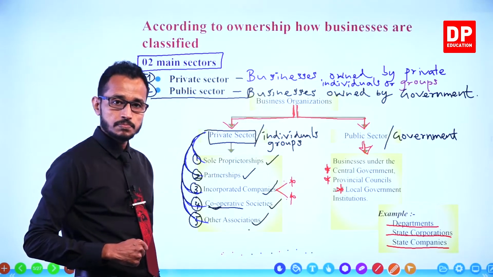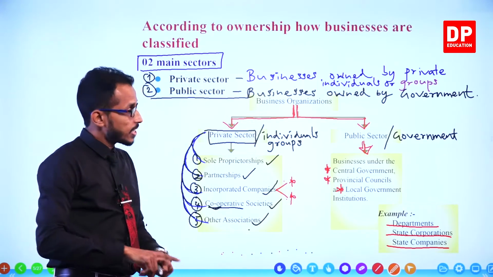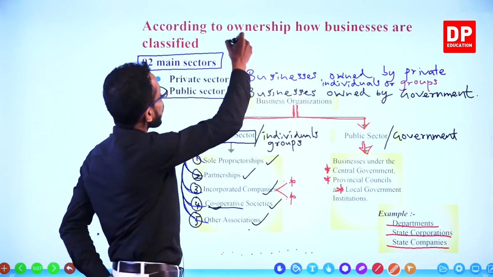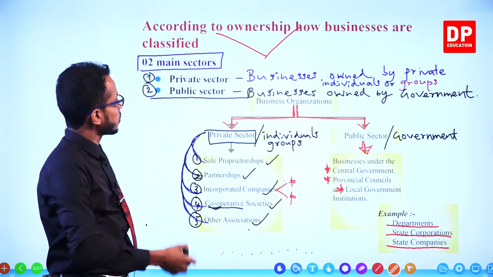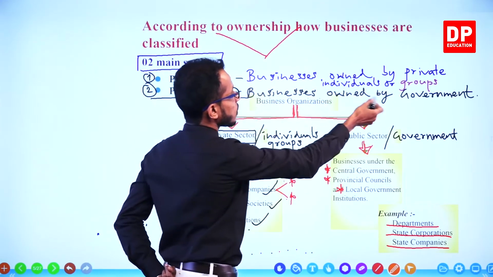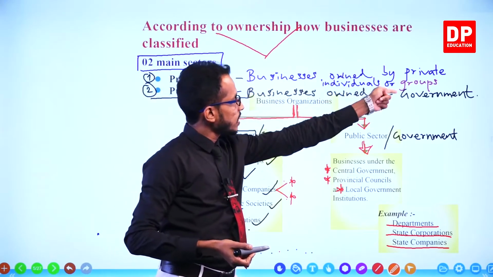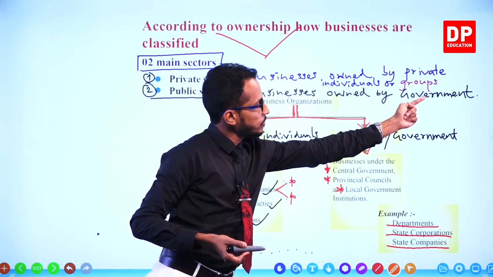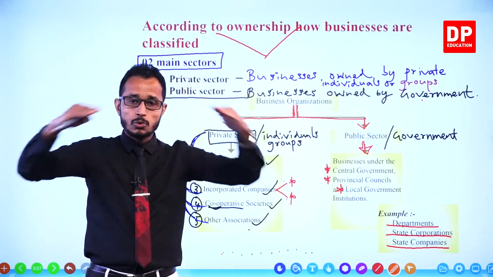What did we do? We divided business organizations by looking at the ownership. Owners. Who are the owners? Are they private individuals? Or is it government? Businesses owned by private individuals or people fall under private sector, and businesses owned by the government fall under public sector. What are the 2 main sectors or groups?